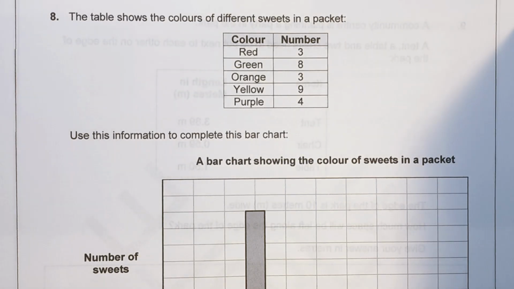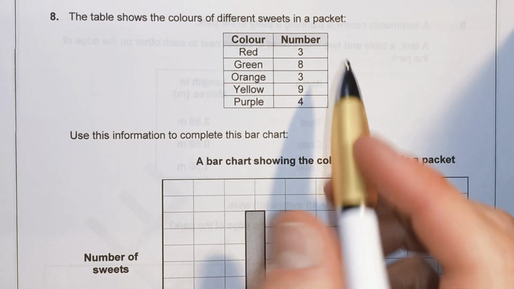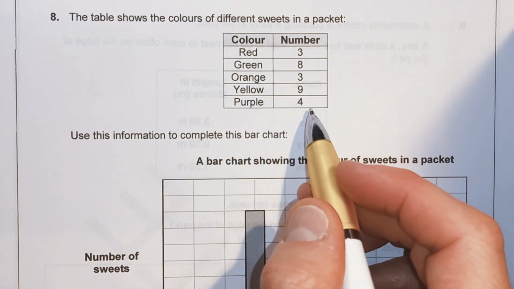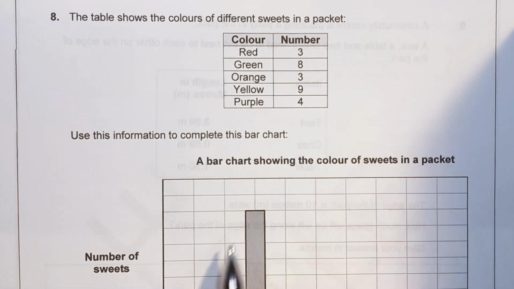Question 8. The table shows the colours of different sweets in a packet. We've got 3 red ones, 8 green ones, 3 orange ones, 9 yellow ones, and 4 purple ones. Use the information to complete this bar chart.